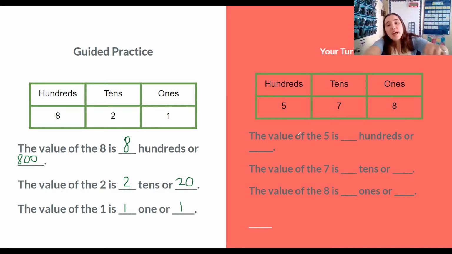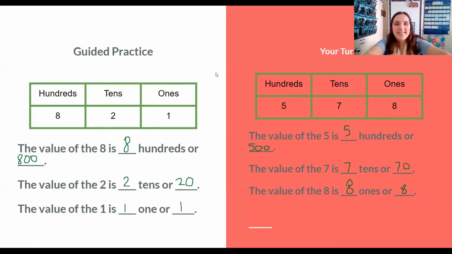Okay. The value of the 5 is 5 hundreds, or 500. The value of the 7 is 7 tens, or 70. And then the value of the 8, this 8, is 8 ones, or just 8. Easy peasy. This is really helpful when we are doing expanded form. So for example, for 821, we would say 800 plus 20 plus 1. For 578, we would say 500 plus 70 plus 8.